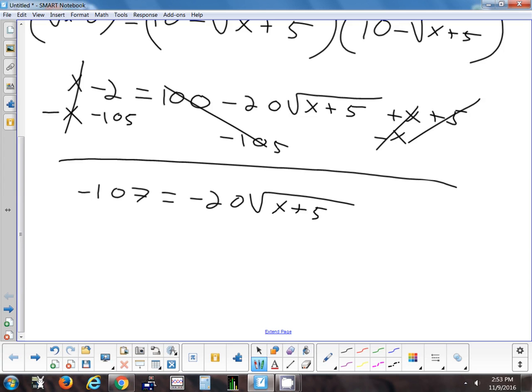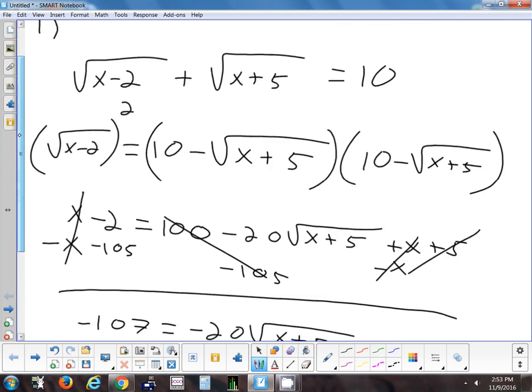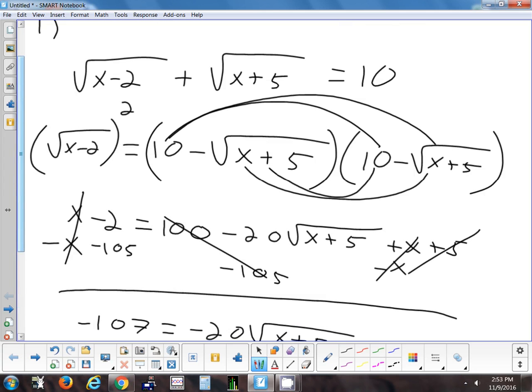Any questions so far? Can you go over how you distributed the squares when you squared that? Distributed? Yeah, so it's like FOIL. 10 times 10. 10 times negative square root x plus 5. And then another 10 times negative square root x plus 5. And then lastly, negative square root x plus 5 times negative square root x plus 5. That's the pattern.